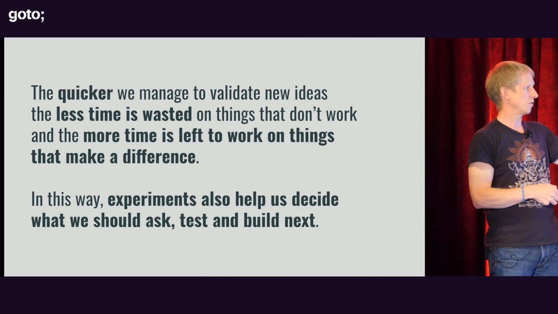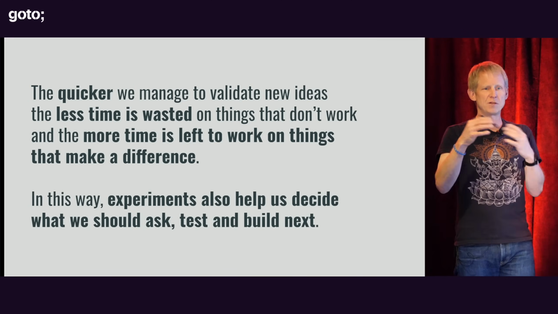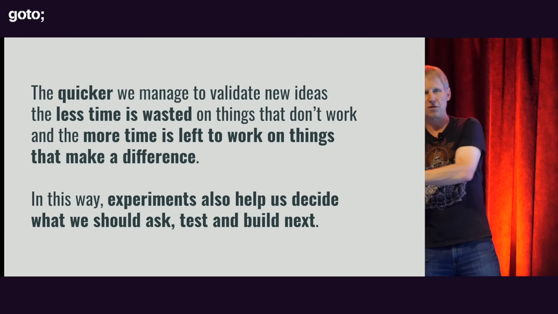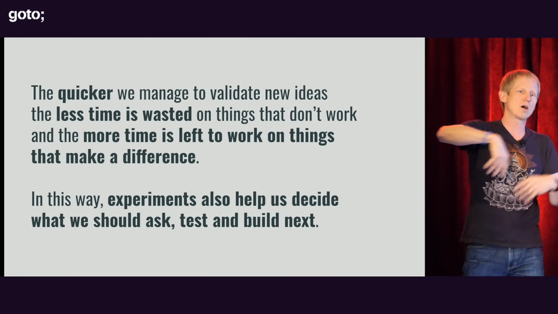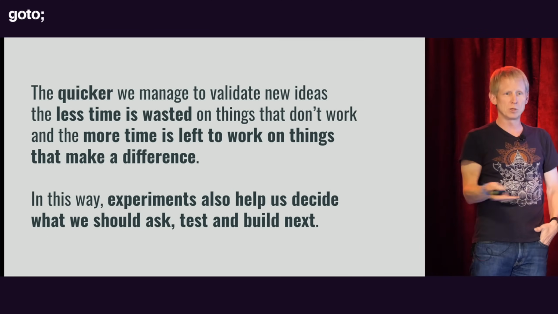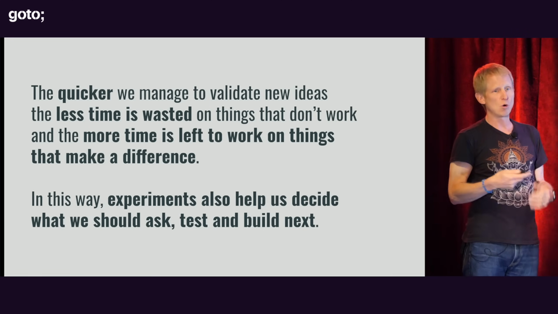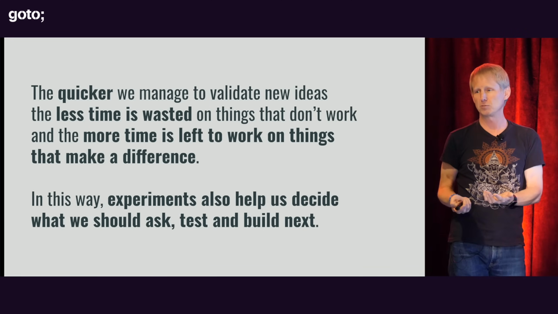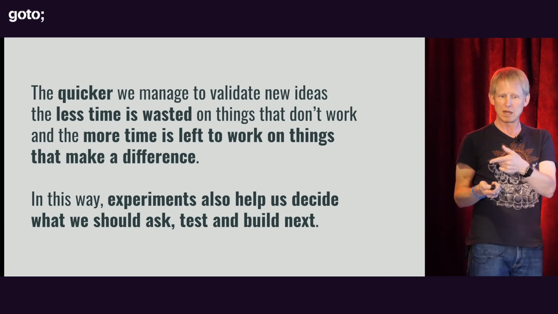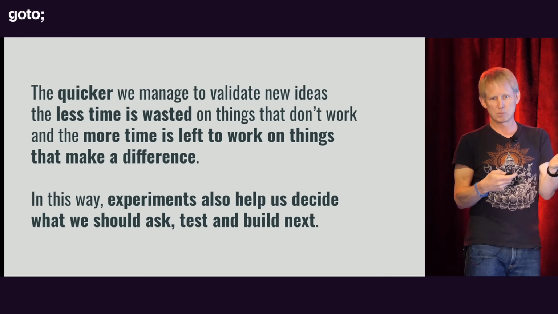Experiments also help them decide what they should ask, test, and build next. Remember their formula: given what we saw here, we think that doing this will cause that to happen. They're constantly going through that loop. And the faster they can turn that loop, frankly, the more humane and sustainable their job is, because they're not just banging their head against the wall all the time. They're actually saying, we tried this, it didn't work, but then we tried this, and that worked, right?